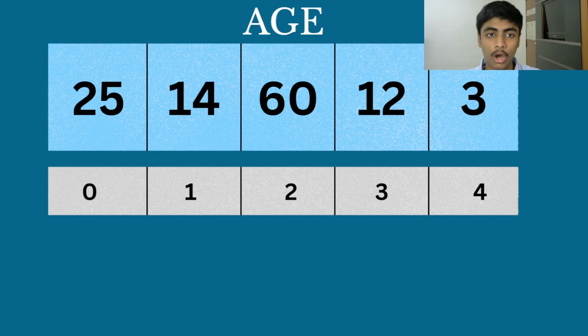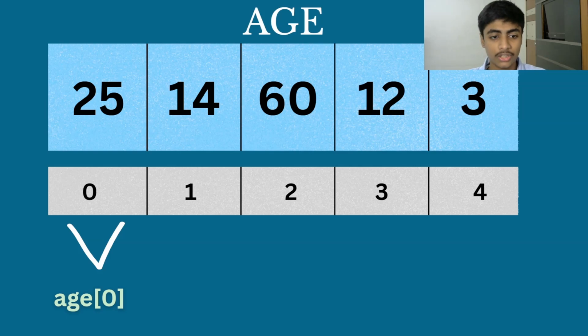Now, even though I didn't give a specific name to each of my values, I did give them index positions, or rather the compiler gave them index numbers. And what I can do is use the index number and the name of my array to access a particular value. So for instance, if I want to access the first value, that is 25, I can use the index number, which is 0. So it will look a little like this. Age at 0 will give me 25.